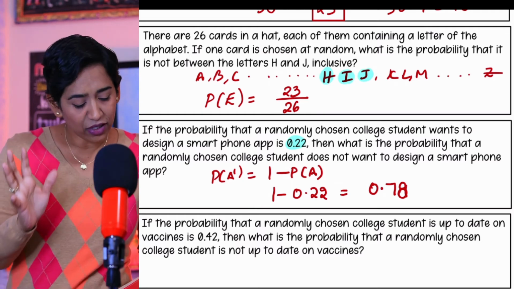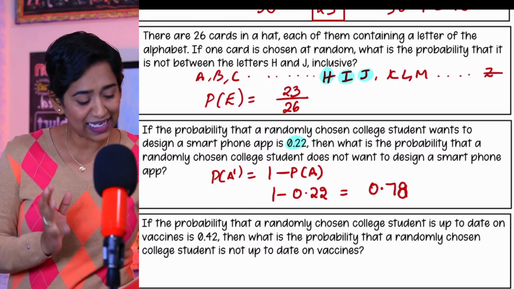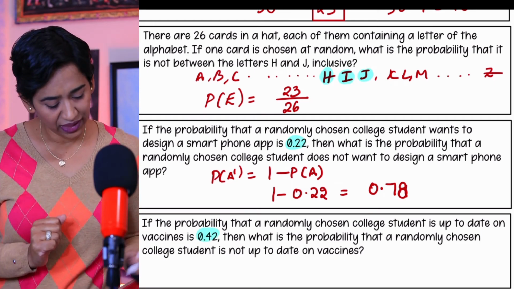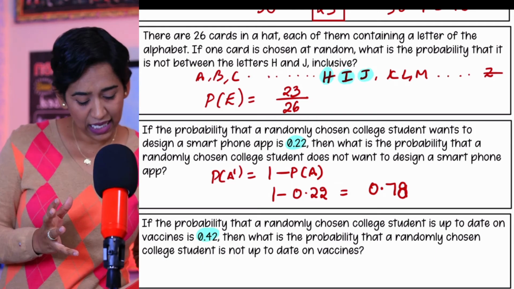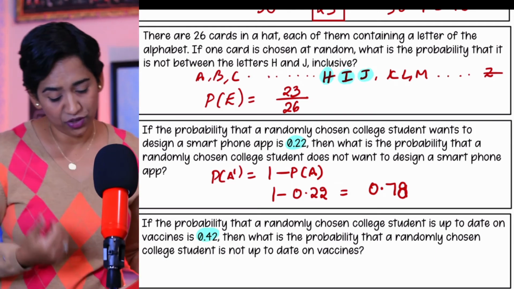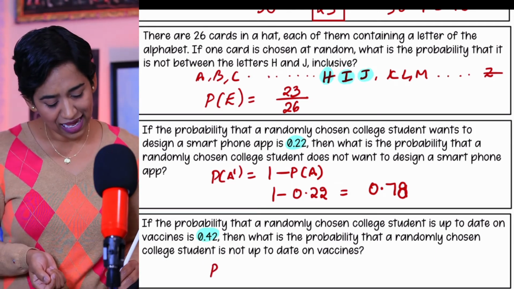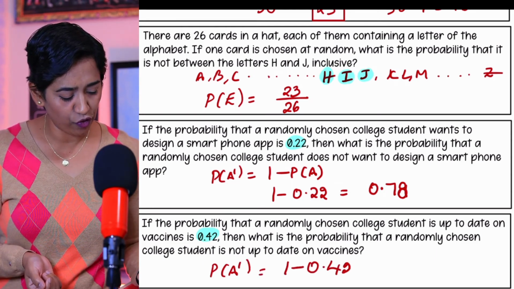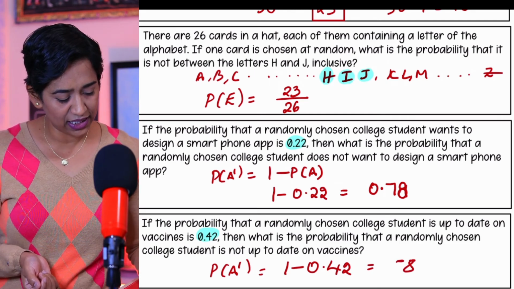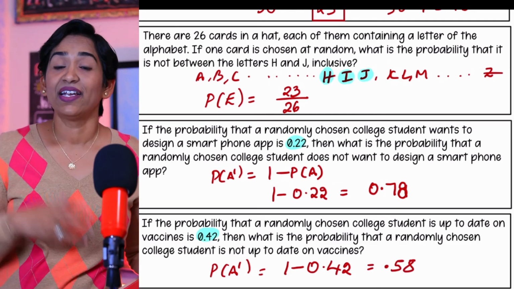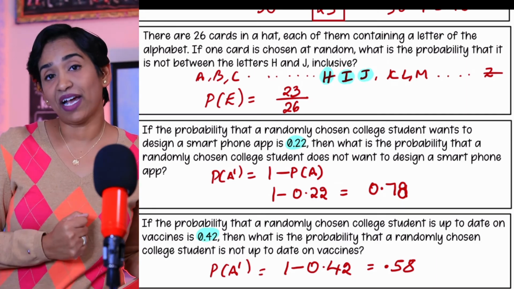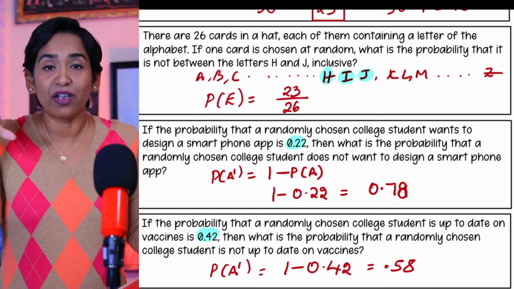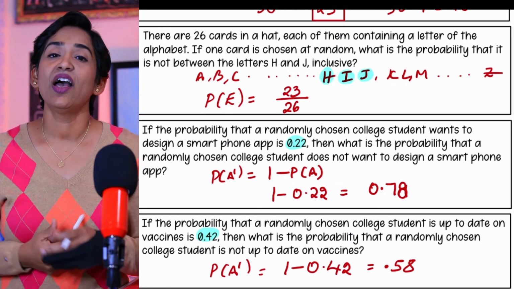If the probability that a randomly chosen college student is up to date on vaccines is 0.42, then what is the probability that the student is not up to date? Again, it's the complement. I'm going to name this event A. 1 minus 0.42 is 0.58. So there's a 42% chance you're vaccinated, which means there's a 58% chance you are not vaccinated, because when I add both of them up, I need to get 100%.